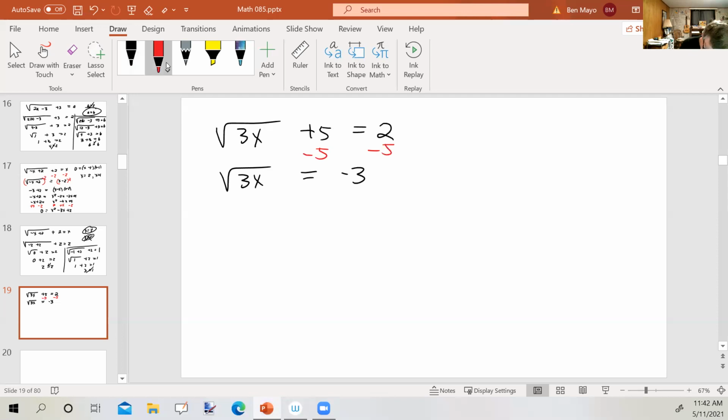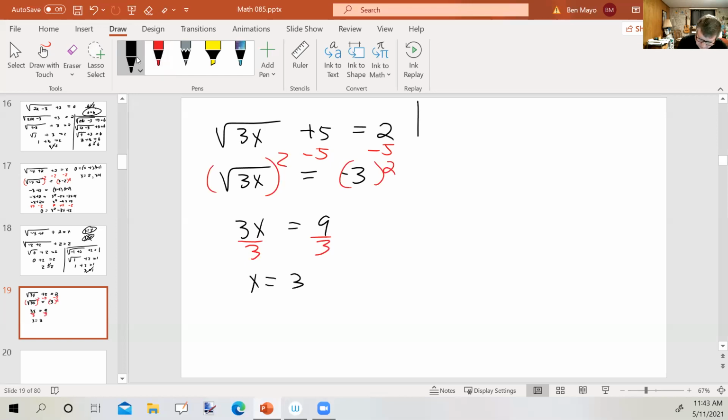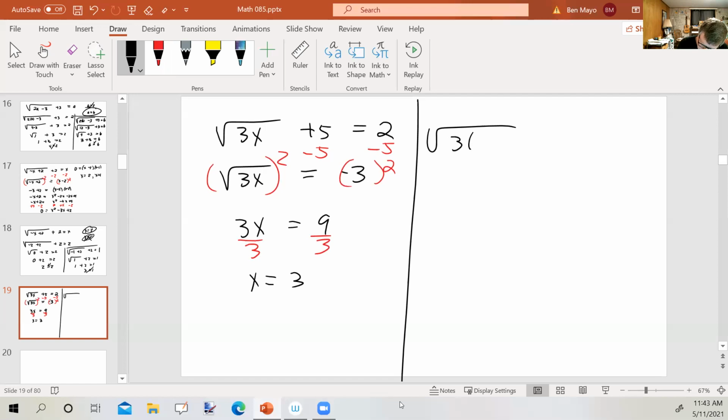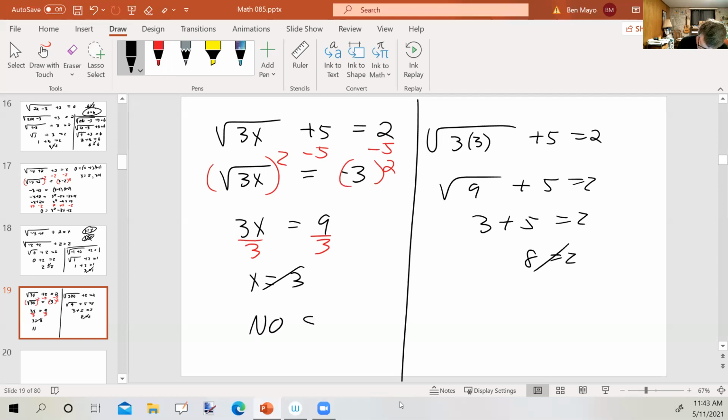Okay, so now I'm going to square both sides, and I get 3x equals 9. Divide both sides by 3, x equals 3. Let's check our work. We get this, which is this. So no solution. And again, we could determine that way back here, but the way the textbook and I believe WebAssign is set up, they want you to find the extraneous solutions and then see if they do or don't work.